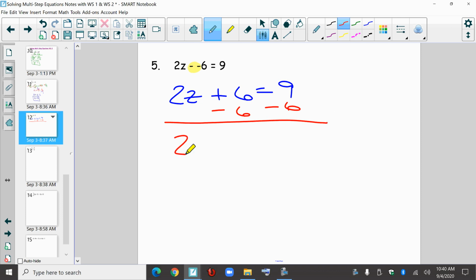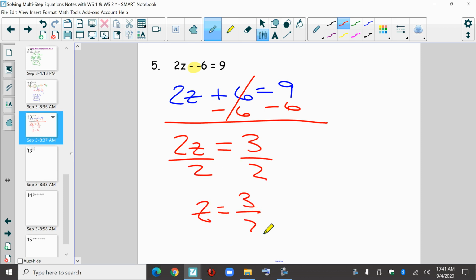Working from left to right, I drop down the 2z. The 6's go away. 9 take away 6 is 3. I'm solving for z, so I'm going to divide both sides by 2. So z is equal to 3 over 2.